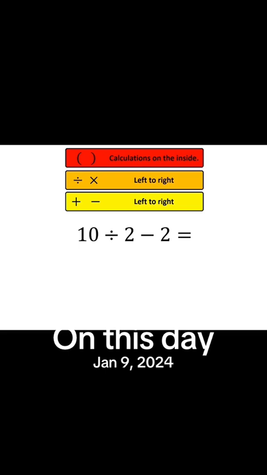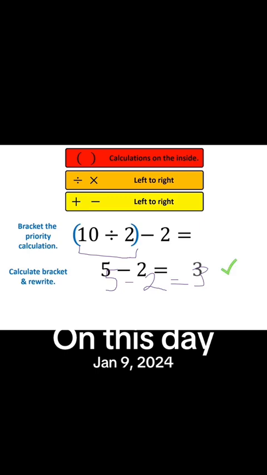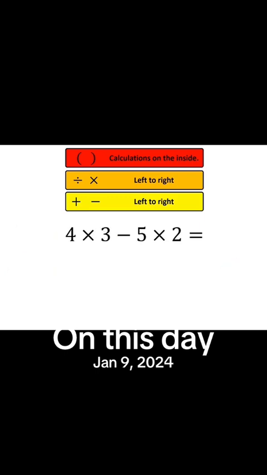The division comes first, so 10 divided by 2 is 5. 5 subtract 2 is equal to 3. This one is a bit trickier. I do the multiplication first, guys. So 4 times 3 is 12. Subtract 5 times 2, which is 10. So 12 take away 10, which is 2, guys.